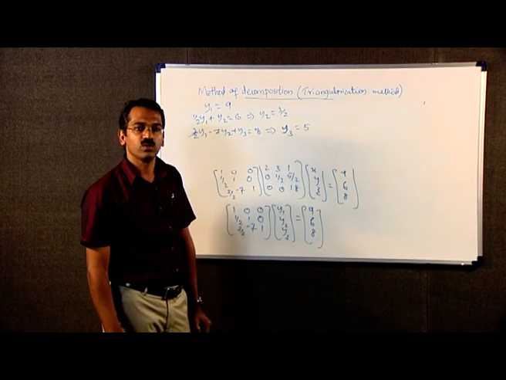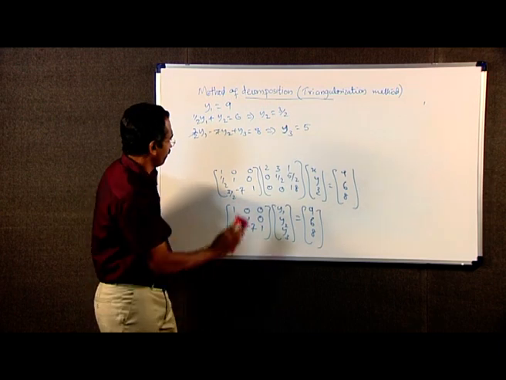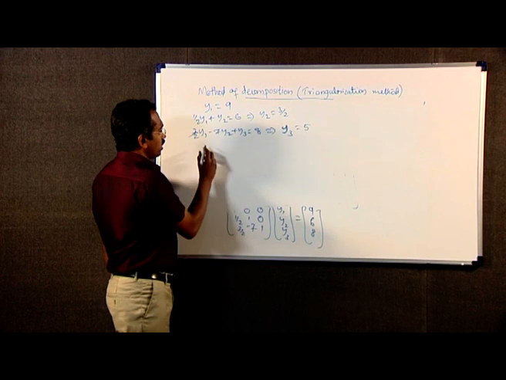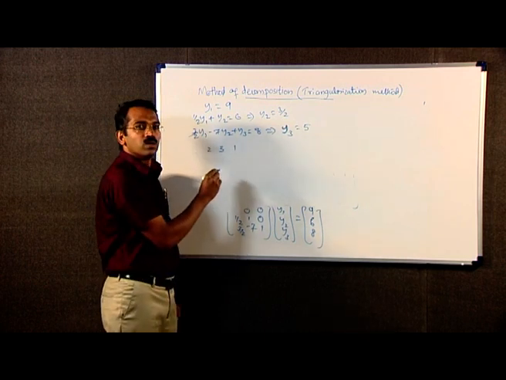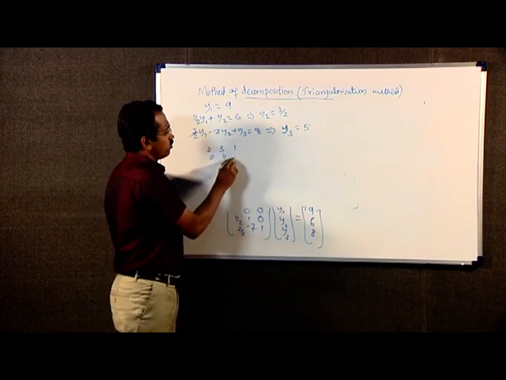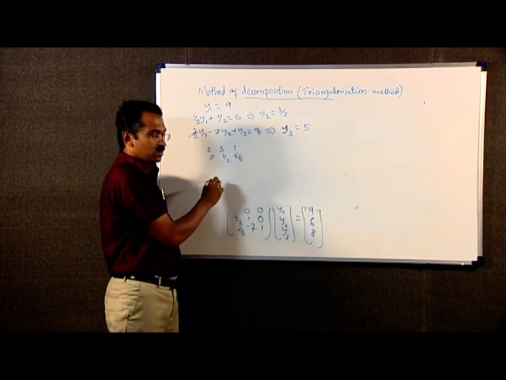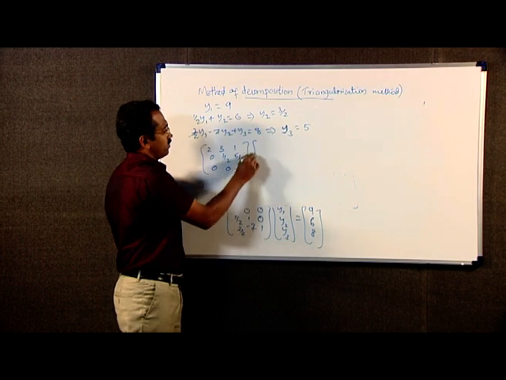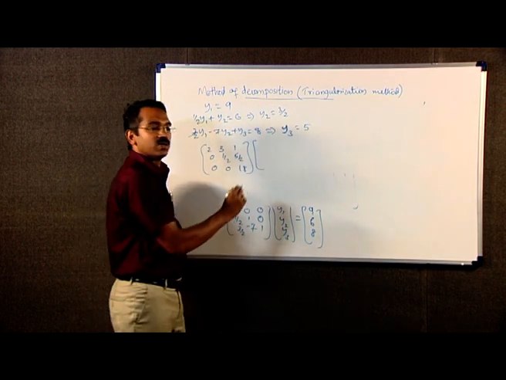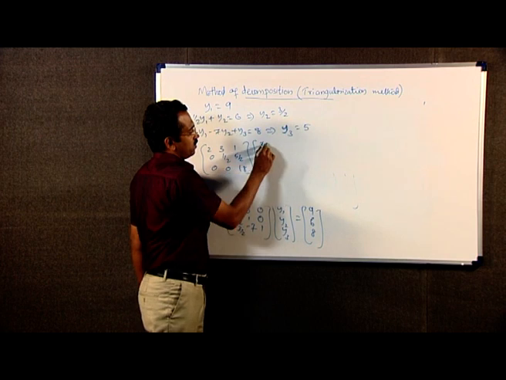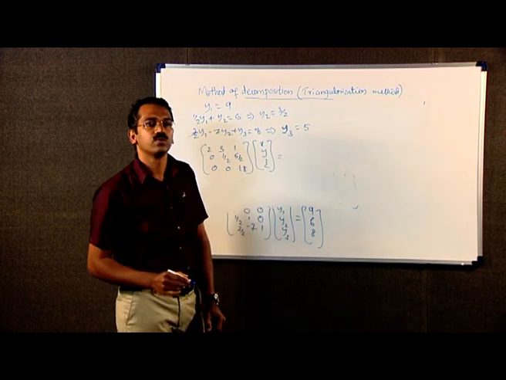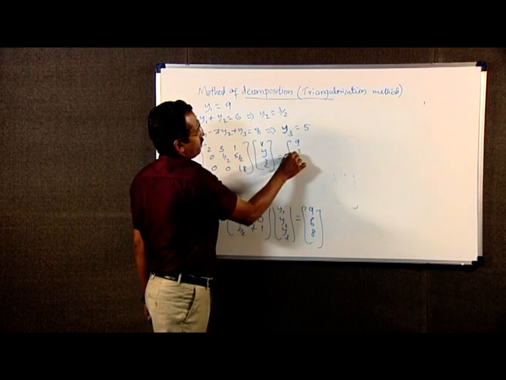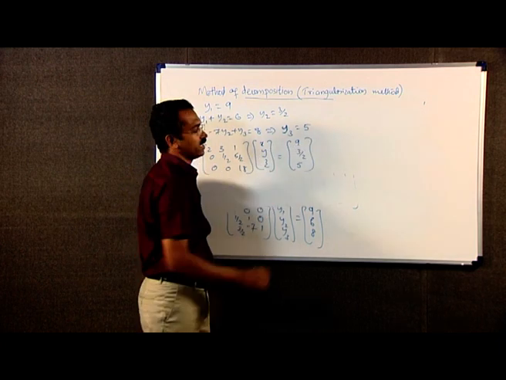Hence, the solution of the original system is given by the matrix 2 3 1, 0 1 by 2 5 by 2, 0 0 18, into x y z is equal to the column matrix of 9, 3 by 2 and 5.